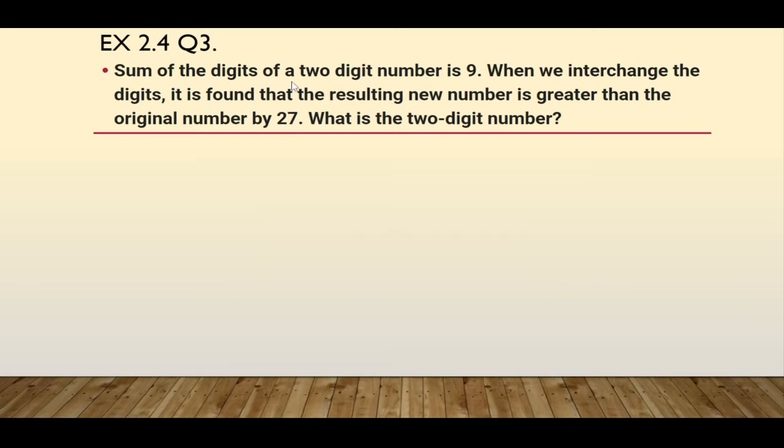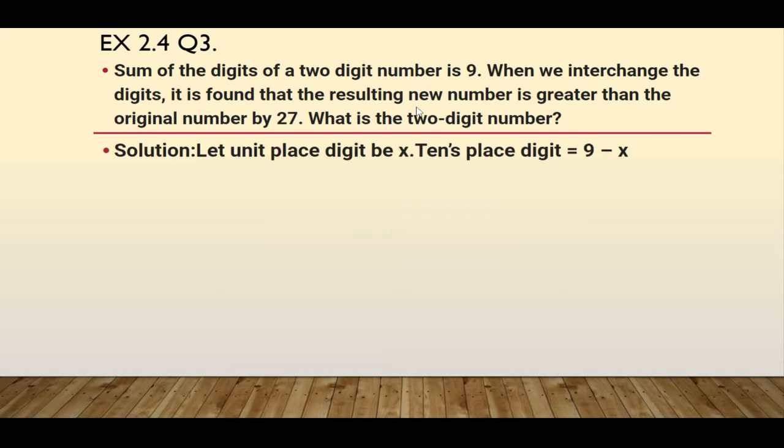Since one of the digits can be taken as x, what happens to the other digit? They have given the sum as 9, out of which one has already been taken as x. So the remaining one will be 9 minus x. Now, let us have the solution. The units place is x and the tens place, as told, will be 9 minus x.